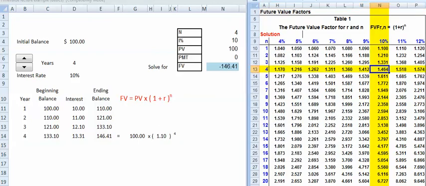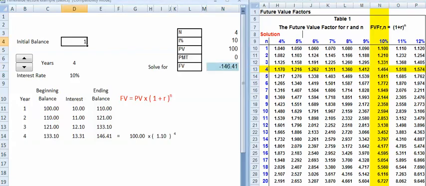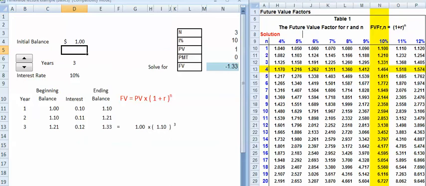And notice a factor of 1.464. That's essentially this: 1.1 to the fourth power equals 1.464, and we would simply multiply that by the present value to get our total future amount. Notice, had we changed our worksheet and used $1, here's the factor of 1.464. If we had decreased it to 3 periods, we've got 1.331. Had we decreased it to 2 periods, we would get 1.21, and so forth.